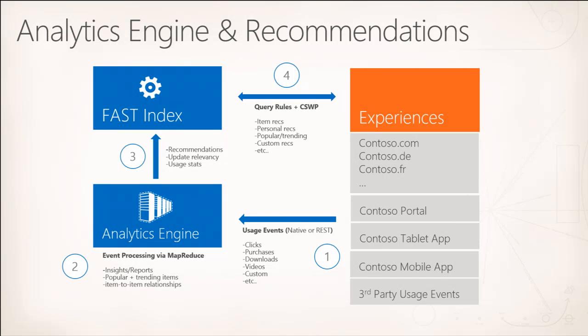So what happens after we generate these relationships, we actually store these back into the fast index, and using the content search web parts, you're able to surface these recommendations and apply business rules while doing so. And I'll hand it over to you to see how that looks like. Very good.